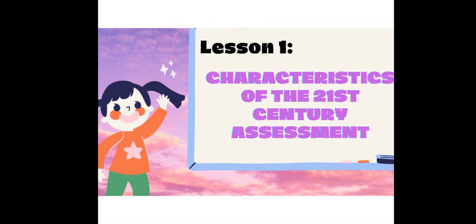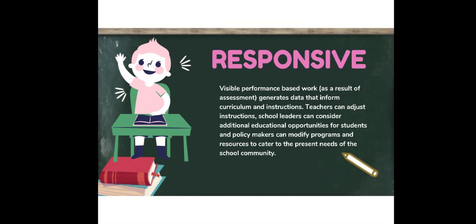Lesson 1, Characteristics of the 21st Century Assessment. We have 8 characteristics of the 21st Century Assessment. The first one is responsive. Visible performance-based work as a result of assessment generates data that inform curriculum and instruction. Teachers can adjust instructions, school leaders can consider additional educational opportunities for students, and policymakers can modify programs and resources to cater to the present needs of the school community.